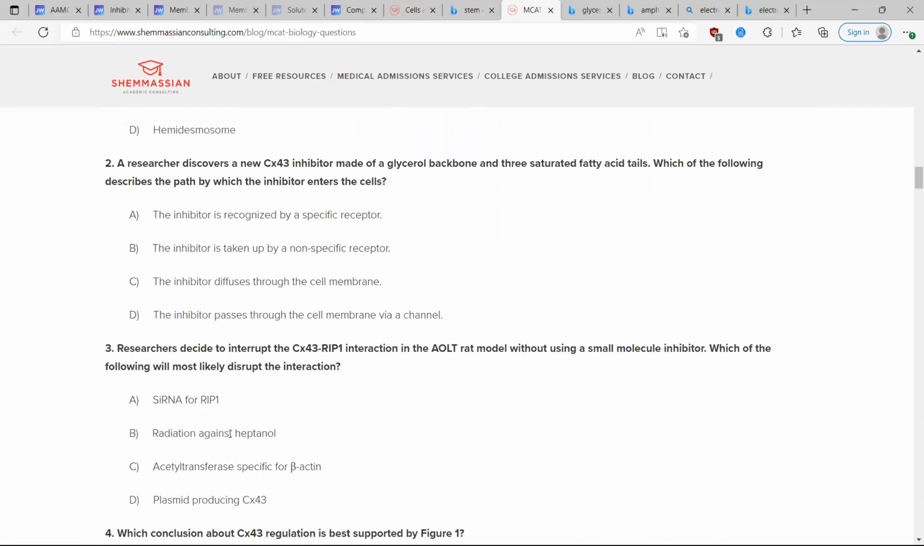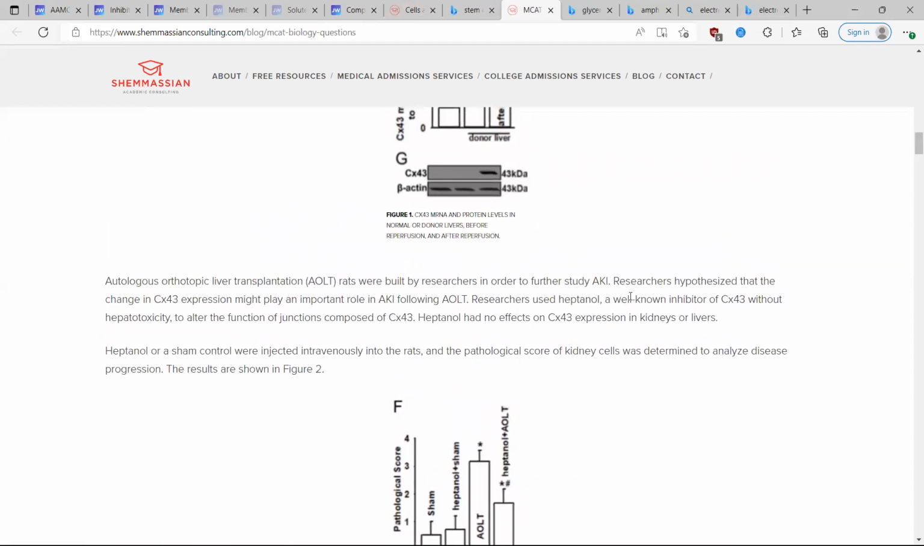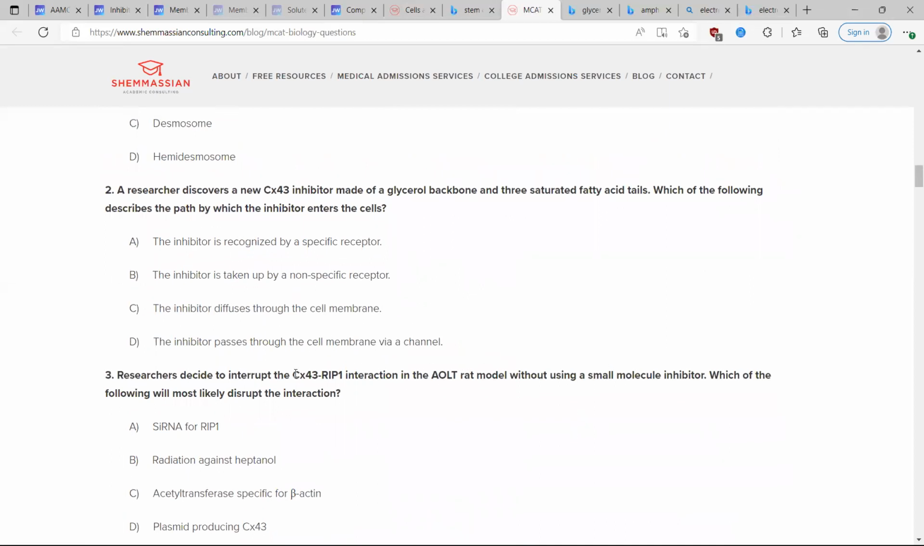Radiation against heptanol. So what was the role of heptanol here? Researchers use heptanol, a well-known inhibitor of CX43. Now again, this also doesn't make sense because we are trying to interrupt this interaction of CX43, right? Heptanol is an inhibitor against CX43. So if we destroy the inhibitor with radiation, then that's not interrupting, it's activating this interaction, right?